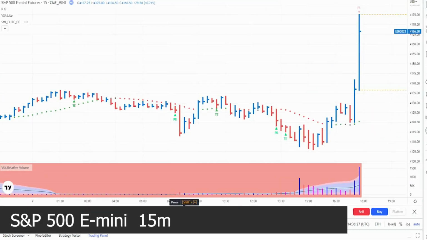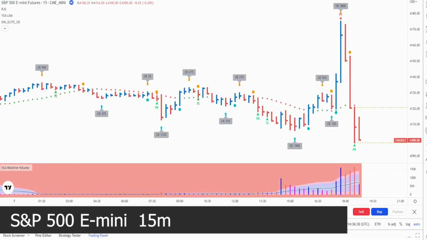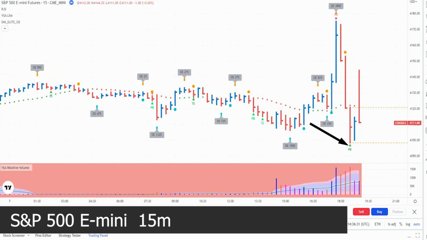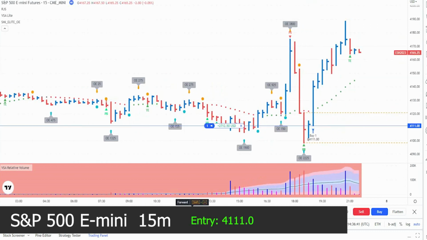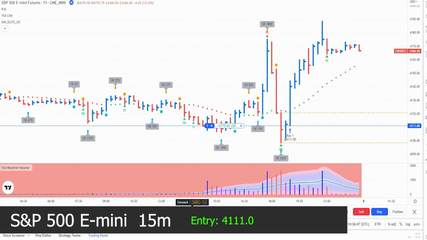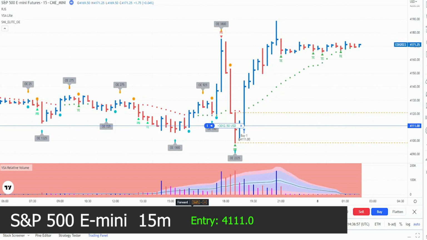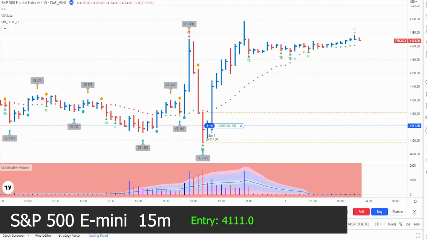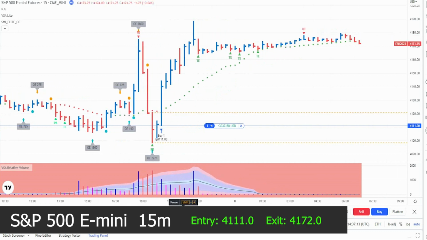The final chart example is on the 15-minute S&P 500 E-mini futures contract. A potential buying indicator has appeared. Once the short-term trend dots go green and the price rises above the upper trigger line, the trade is entered, and the entry price is 4111. As you can see, there are several VSA test confirmations which support the long trade. As the bars narrow and the short-term trend dots change to red, we exit the trade at 4172.